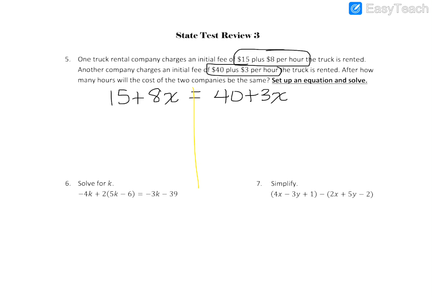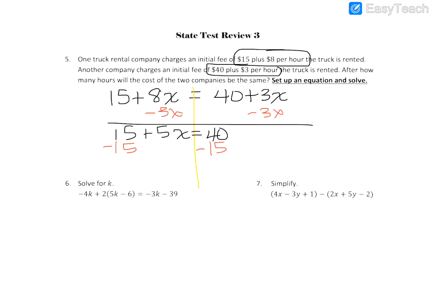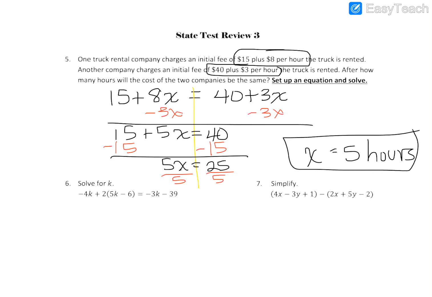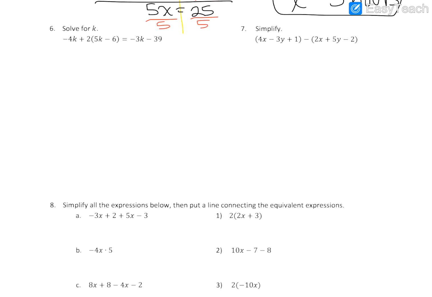All right, so my smaller x is the 3x. I'm going to minus that. So 15 plus 5x equals 40. We're going to minus the 15. 5x equals 25. Divide by 5. So x equals 5 hours. All right, moving on to number 6.